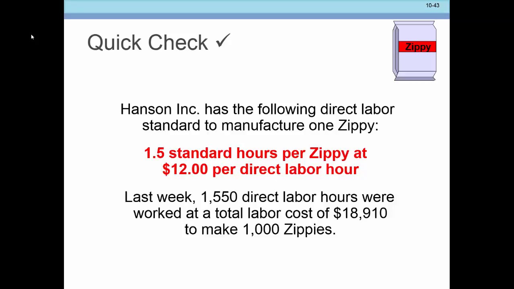Okay, good. So we've got 1550 times what? 0.20? Times 20 cents? Negative 20 cents, thank you. So 1550 times negative 20 cents is what? Negative 300? So Steve, that is unfavorable. Good. That's bad.